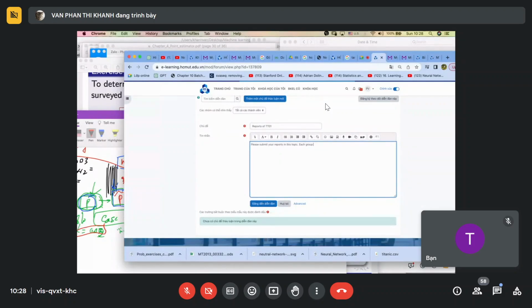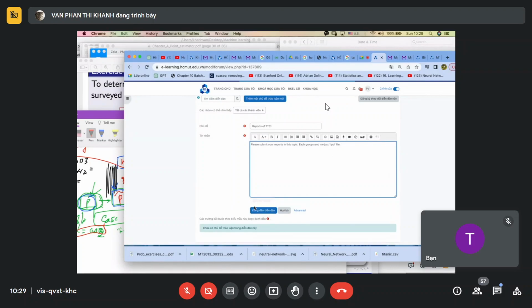Each group sends me just one version. Okay, if you want to update it, please reply in your topic. Please don't open a new topic because it's difficult for me to follow. Do you understand what I mean? One PDF file. Don't send me other formats because sometimes they have errors and I can't read them on my Mac. So just use a PDF file.